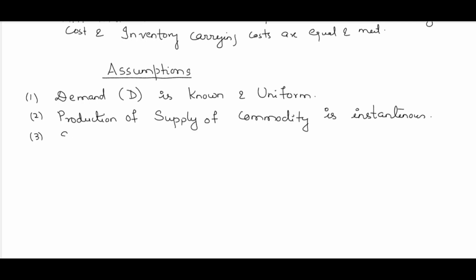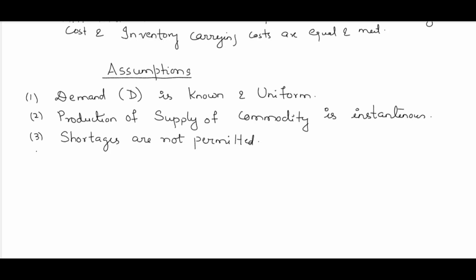Number three, shortages are not permitted. That means as soon as the level of inventory reaches zero, the inventory is again replenished. That means when we see that inventory is going to be zero in the coming week, before that we have to give an order and get the stock. So shortages are never permitted.